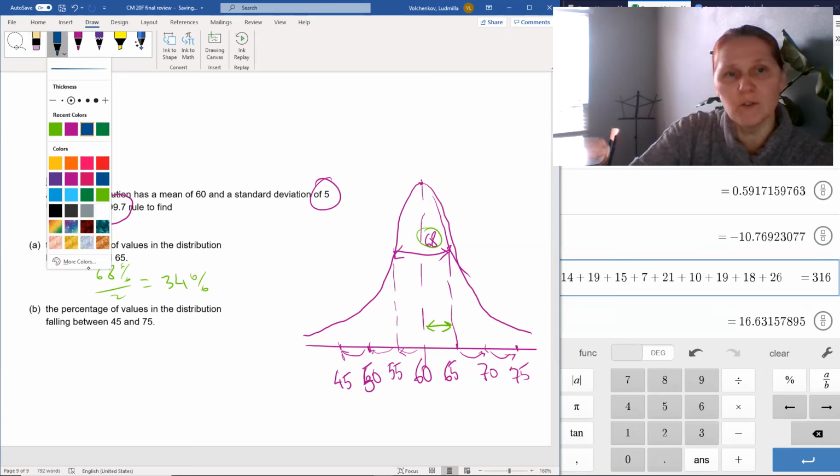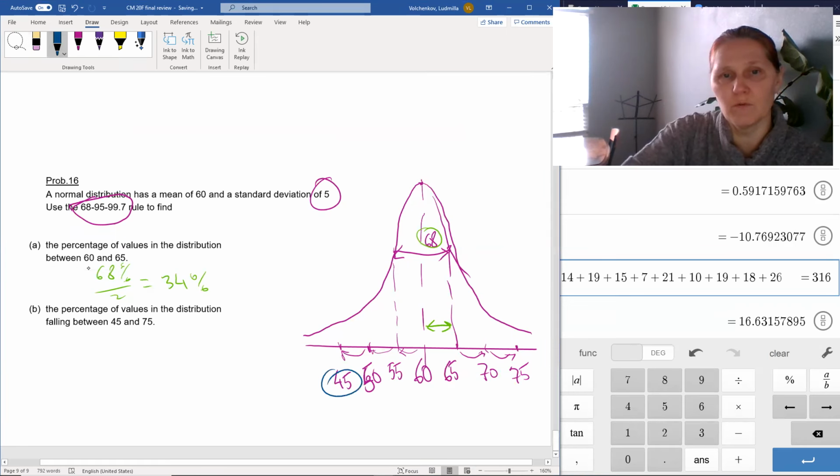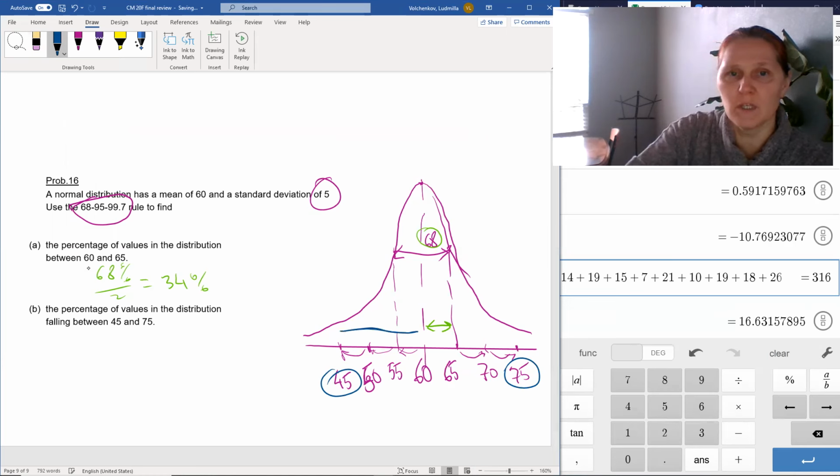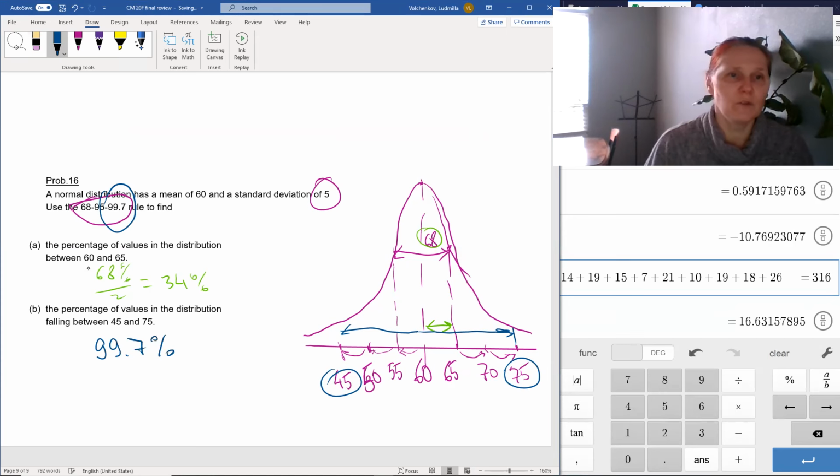The second question: the percentage of values between 45 and 75. 45 is 3 standard deviations to the left of the mean. 75 is 3 standard deviations to the right of the mean. So this is the third number in this rule, 99.7. 99.7% of data values fall between 45 and 75.